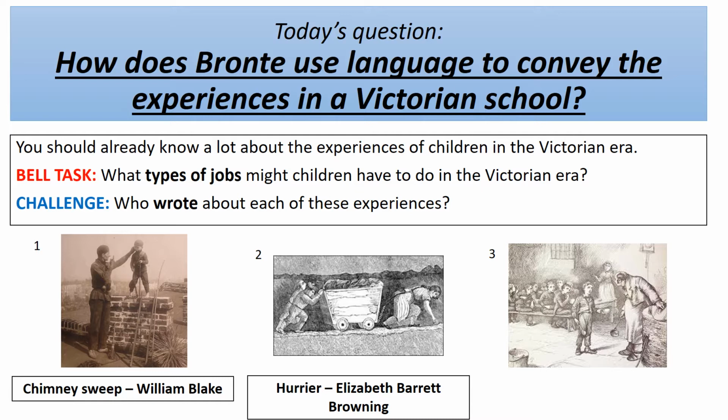And lastly, in that third image, hopefully you identified this one as it's quite a famous one. That is an image of the workhouse, but in particular that one is of the workhouse that is described in Charles Dickens' text Oliver Twist, where he famously asks for more. Hopefully you've been able to identify those kind of jobs and roles, but today we're going to move on from that a little bit and look at now what their experiences were like in Victorian schools.